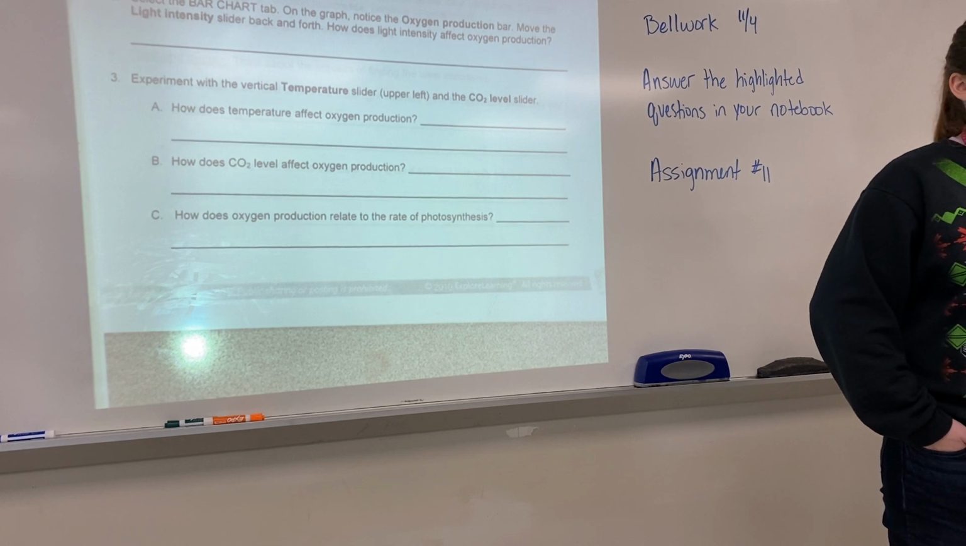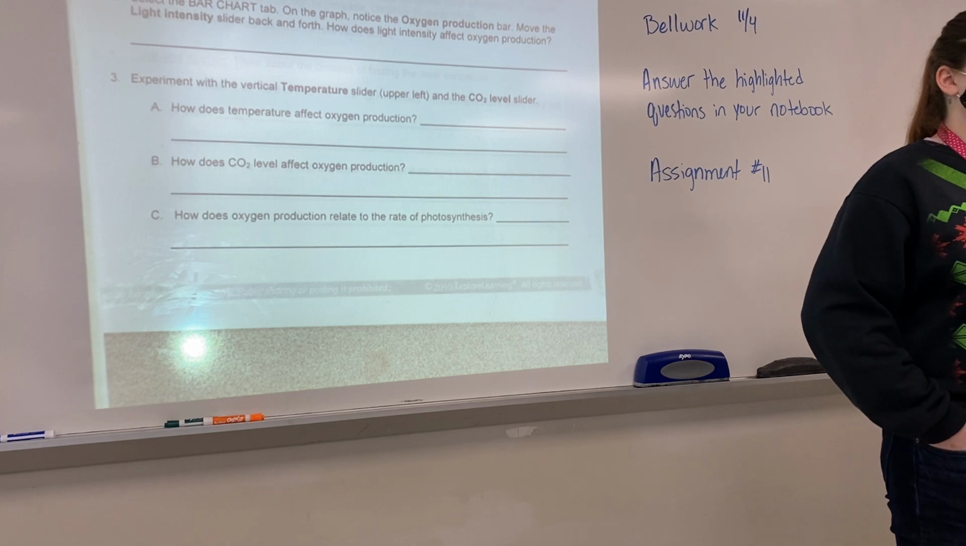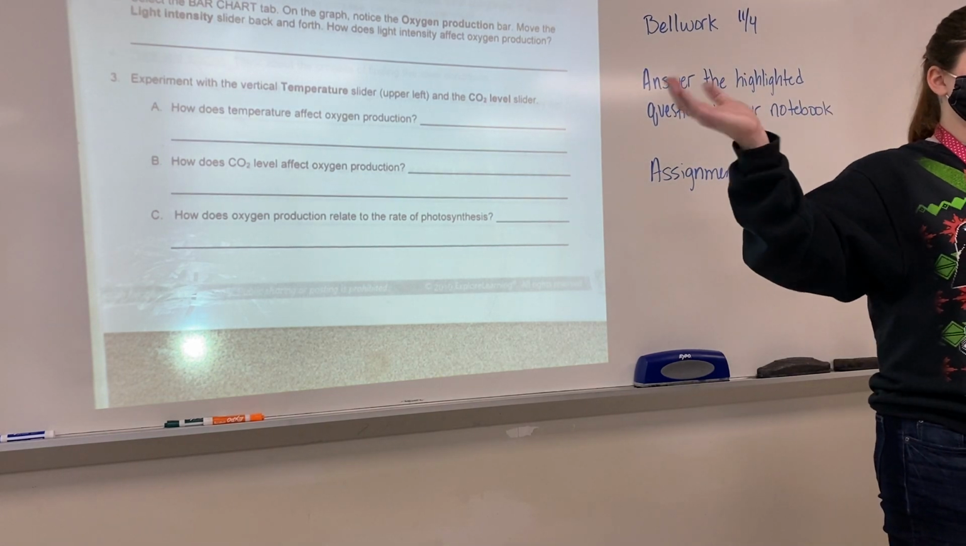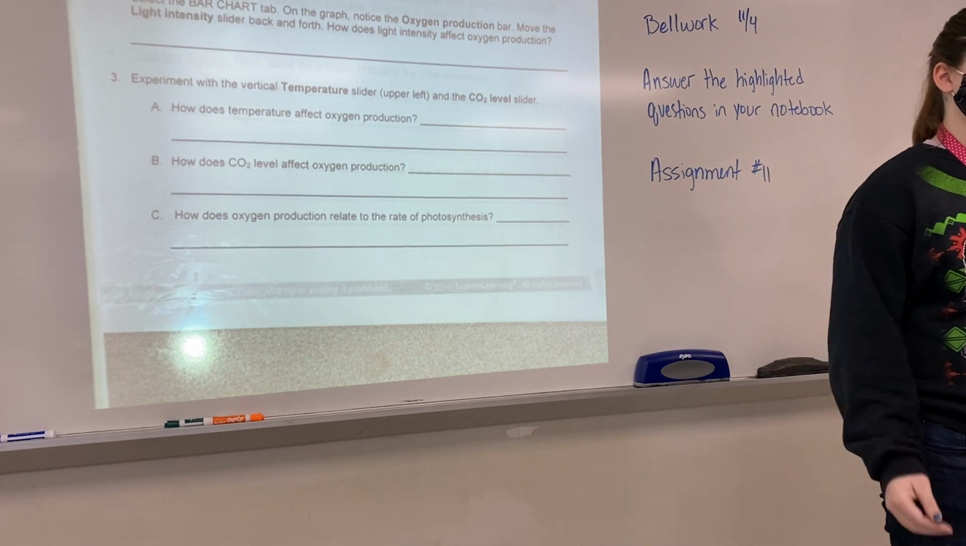Yes, ma'am. Because CO2 is a part of photosynthesis, so if there was any photosynthesis, then oxygen would be made. Correct. So that's the one extreme. So if you do not have any, what if you have on the other extreme? What if you have too much? What's going to happen? What happened to our plant?